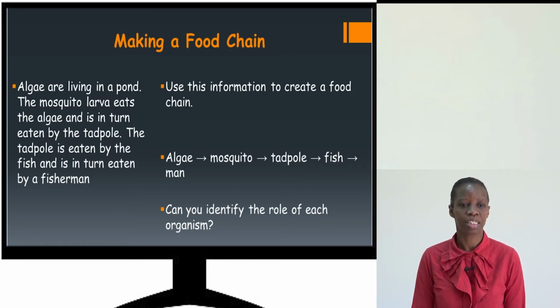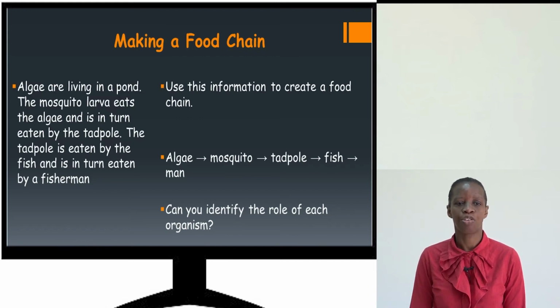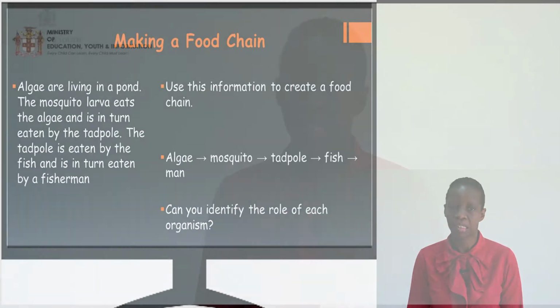And the mosquito is eaten by the tadpole, and so that would be the next organism in that food chain. And of course, the fish eats the tadpole. Yes? And finally, humans would eat the fish. So that information is represented in our food chain.